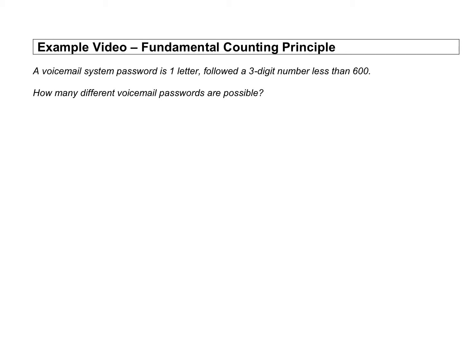So our example is a voicemail system. A voicemail system password is one letter followed by a 3-digit number less than 600. How many different voicemail passwords are possible? So I'm going to think about what is making up the voicemail password. We have a letter followed by a 3-digit number.